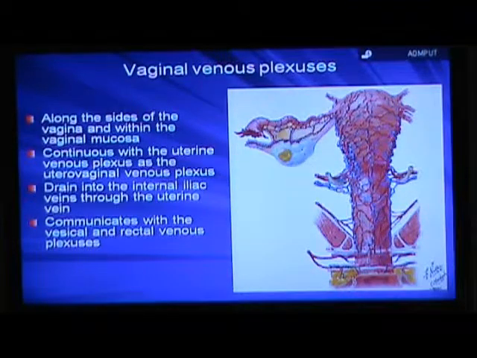The vaginal venous plexus is located along the sides of the vagina and within the vaginal mucosa. It continues with the uterine venous plexus as the uterovaginal venous plexus. It drains into the internal iliac veins, on both sides of course, through the uterine vein. So the uterine vein collects blood from the vagina, and next it drains into the internal iliac vein. It communicates with the vesical and rectal venous plexuses.